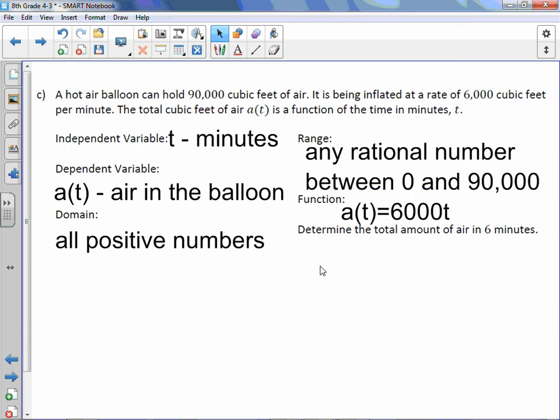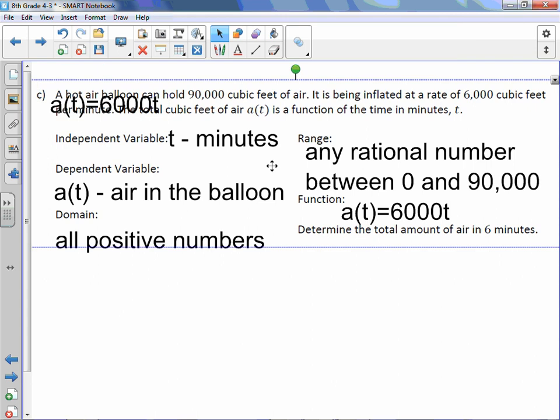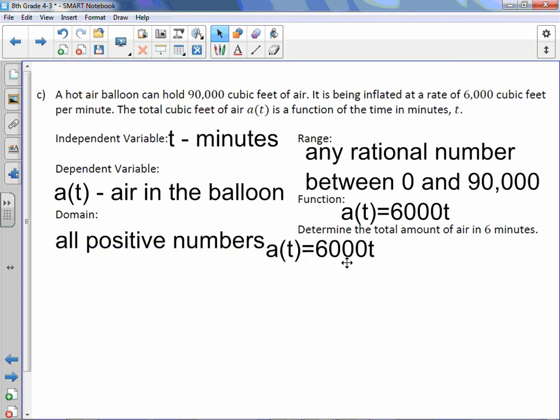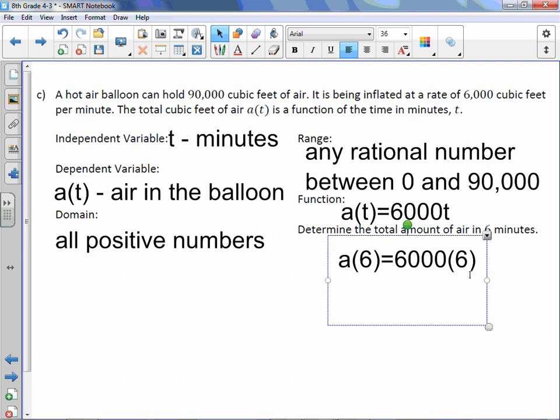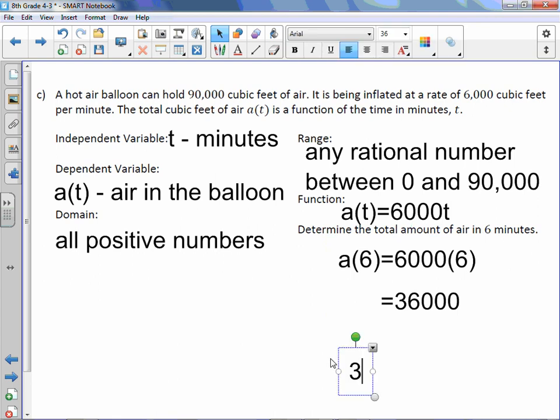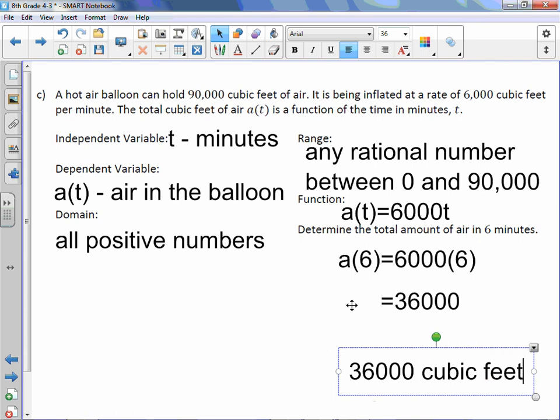Determine the total amount of air in 6 minutes. So again, we're starting with our equation, our function, but instead of t, we are plugging in 6 minutes. And we would get 6,000 times 6, which is 36,000. So 36,000 cubic feet.